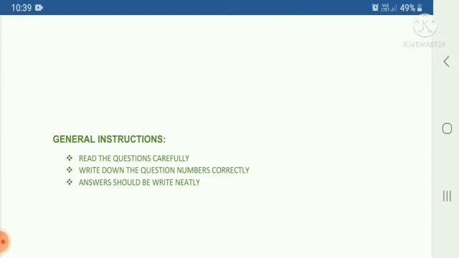Students, read the questions carefully. You should read the questions 1 or 2 times, what they asked and what you write. Okay? Then write down the question numbers correctly. While writing the test, you should write the correct question number for each question. Okay? Then answers should be written neatly. If any diagram comes, you should draw the diagram neatly.